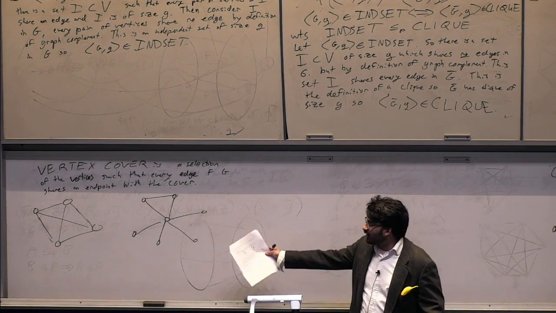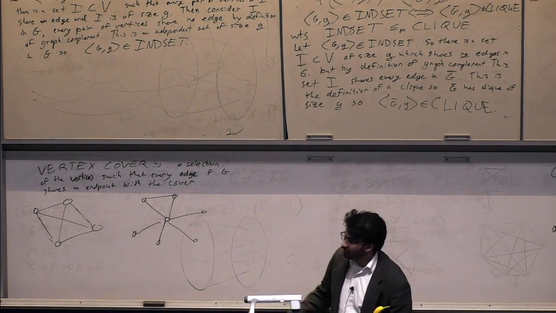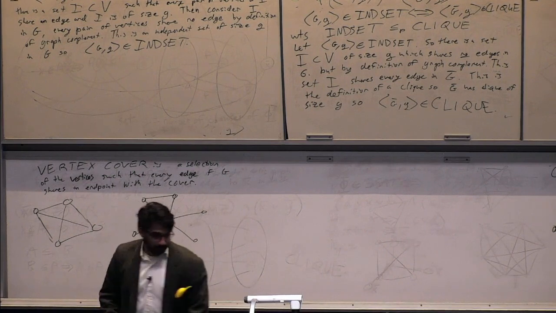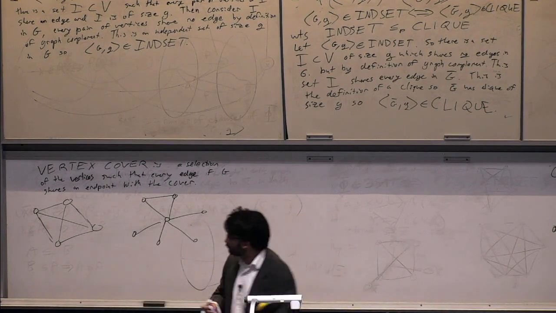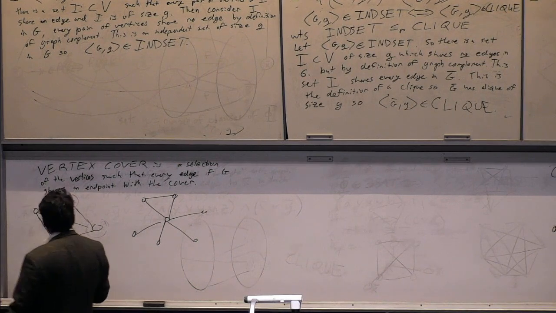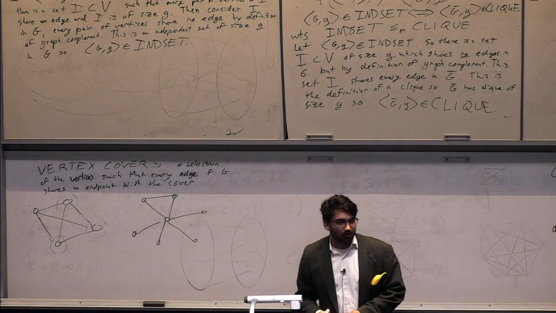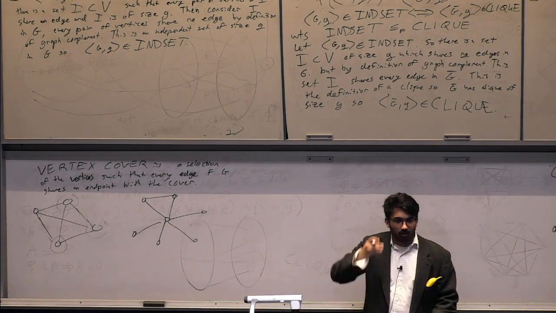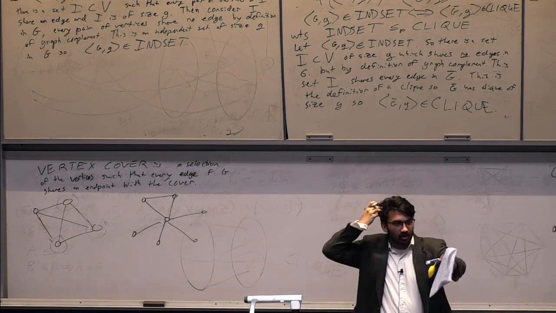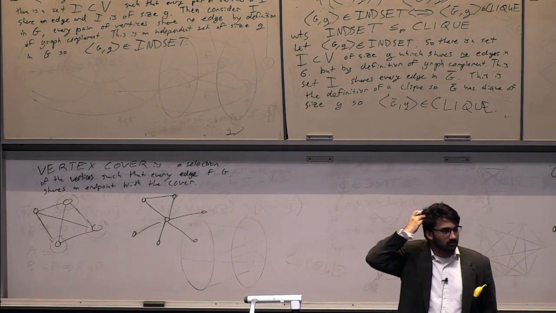What is the fewest set of vertices in this graph you can select? 3. Right. Every edge shares an endpoint with that set. In general, for a clique of size n, what is the smallest set of vertices you can choose such that every edge shares an endpoint? N minus 1, right?